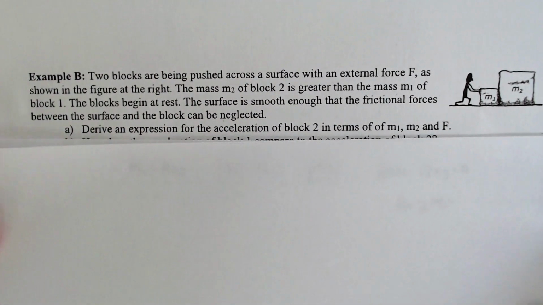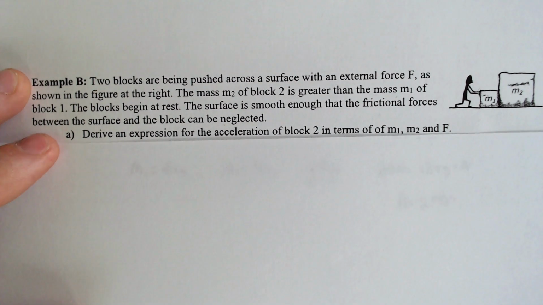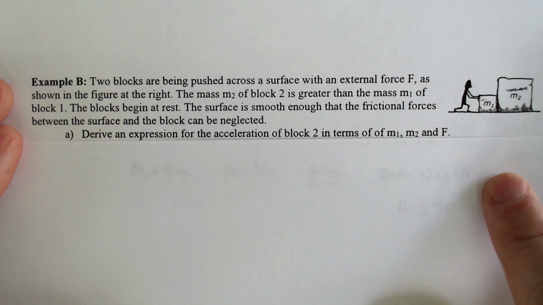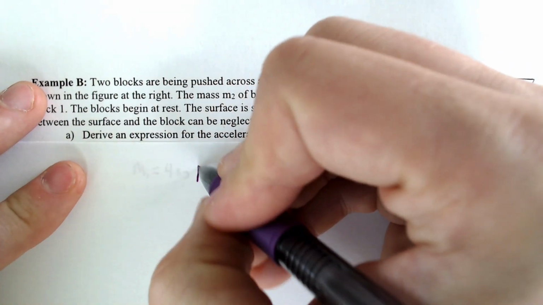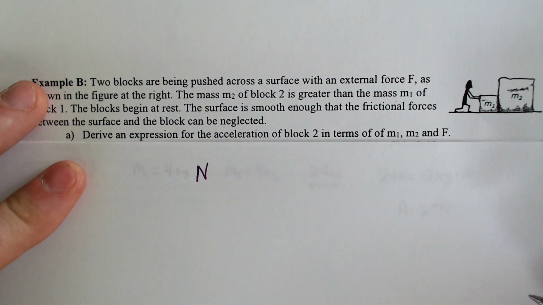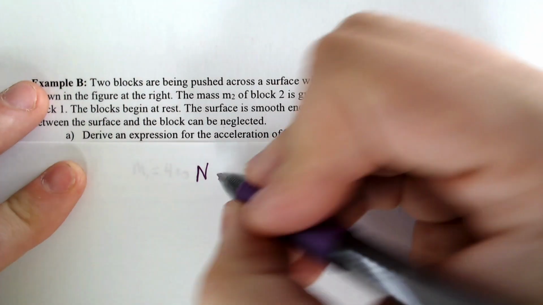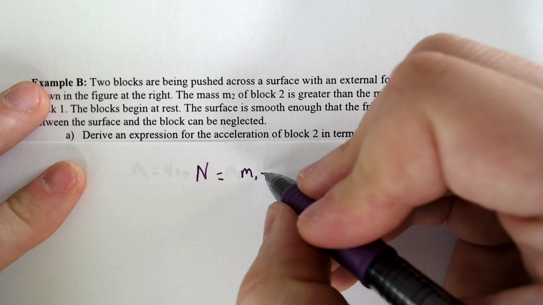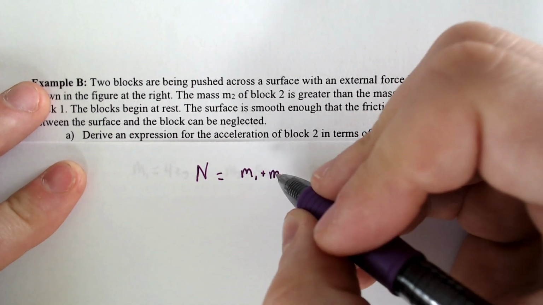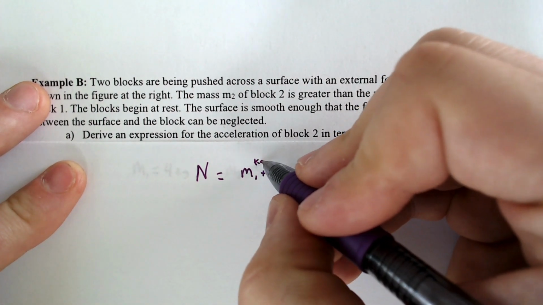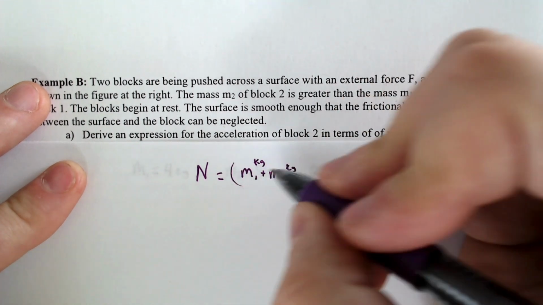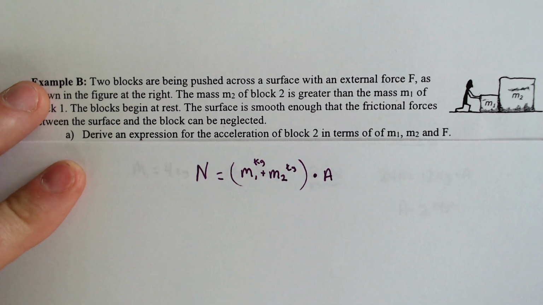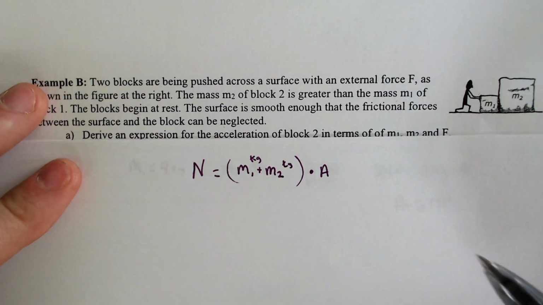All right, derive an expression for the acceleration of block 2 in terms of block 1 and all of the other stuff. So we have the Newton force, we don't know what it is equal to, we made it up last time, we would have to add the mass of 1 and the mass of 2. Both of those are in terms of kilograms. And we would have to multiply that by acceleration, okay, which is in terms of meters per second squared.